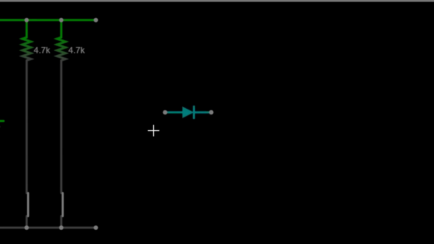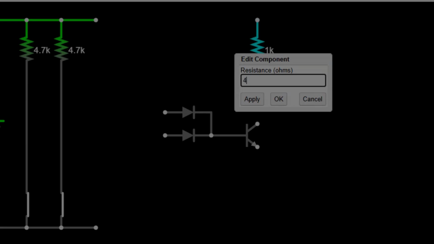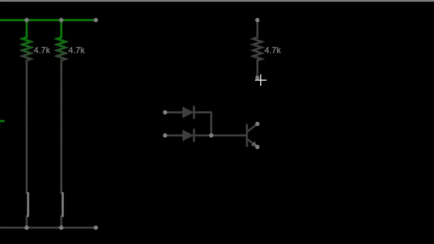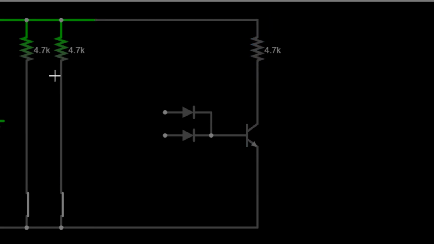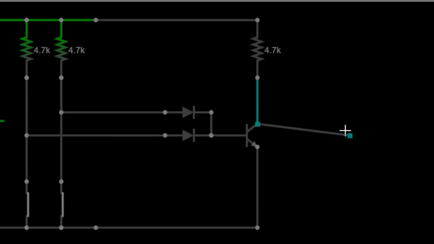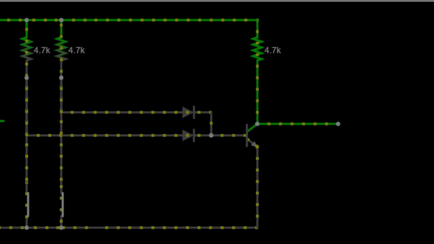So I'm going to simulate it using Falstad. So there's our two diodes, a transistor. Now here I'm going to put a pull-up resistor. And of course the collector, so the emitter will go to ground. Then we hook up our inputs, and of course we've got our output. So let's see what that looks like.